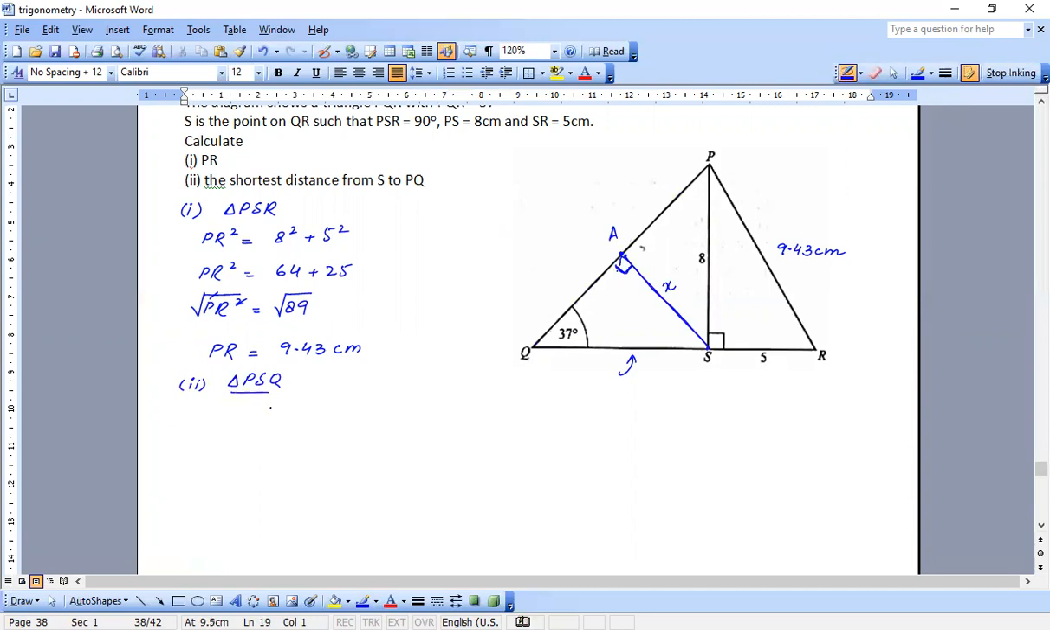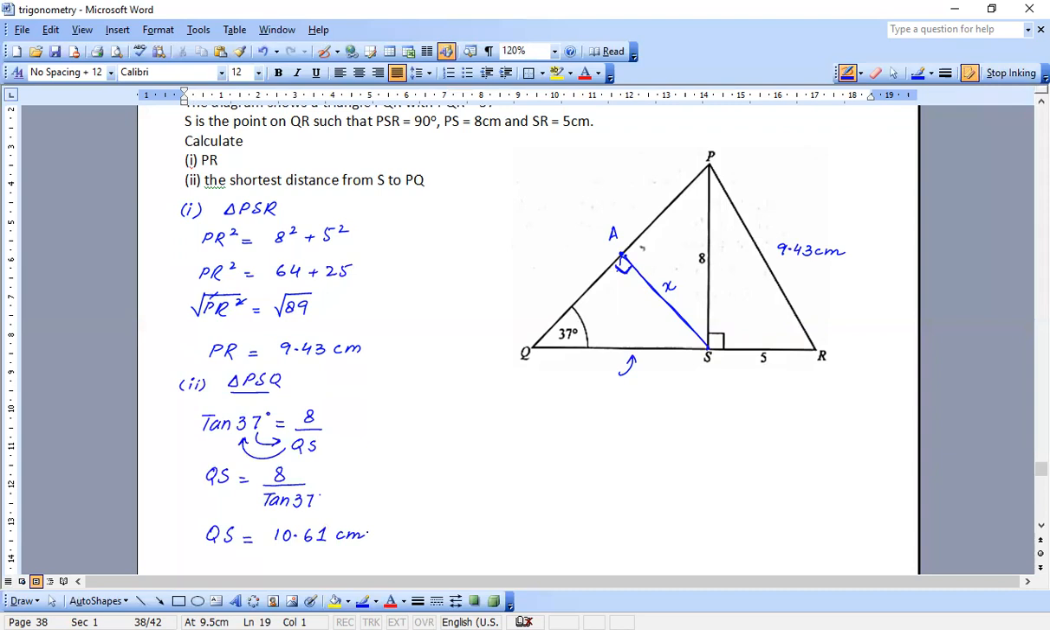So I'll be using the trigonometric ratio tangent 37 equals opposite, which is 8, upon adjacent, which is QS. In order to find out the value of QS, I'll move QS to this side and bring tangent 37 over here. So QS is equal to 8 upon tangent 37. Let's divide 8 by tangent 37. 8 divided by tangent 37 is going to be 10.61. This is going to be 10.61 centimeter. This is QS.